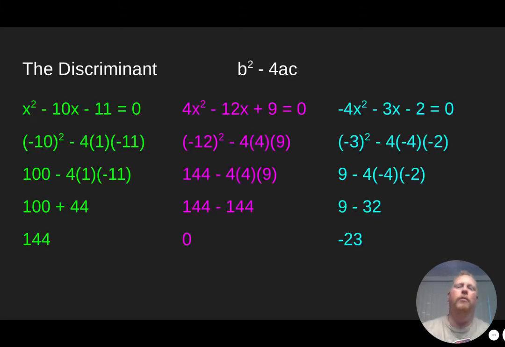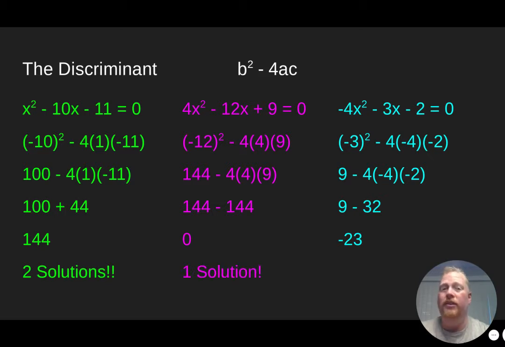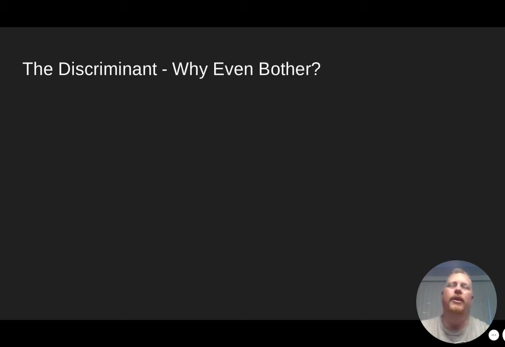So in the green problem, we found out that our discriminant was a positive 144. Because it's a positive 144, I know that there's two solutions to that problem. On the purple problem, the discriminant turned out to be 0, so I know there's one solution to that problem. Whereas on the blue, the discriminant came out to be negative, so I know that there's no solutions to that problem. Okay, so still, why do we even bother doing that?